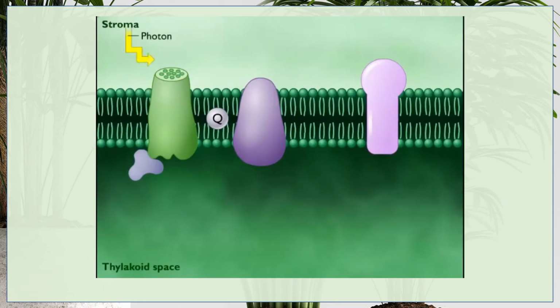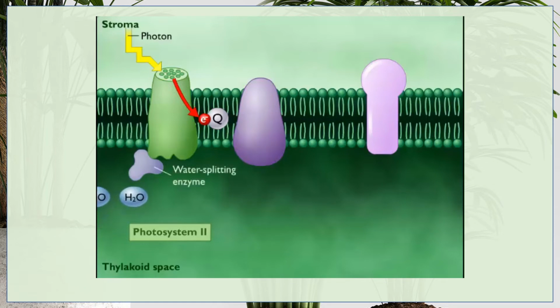When a photon of light strikes the reaction center of photosystem 2, it excites an electron. 2 water molecules bind to an enzyme at the reaction center. This enzyme splits the water and uses the electrons from the water to replace the electrons removed from the reaction center. Oxygen is produced in this process.